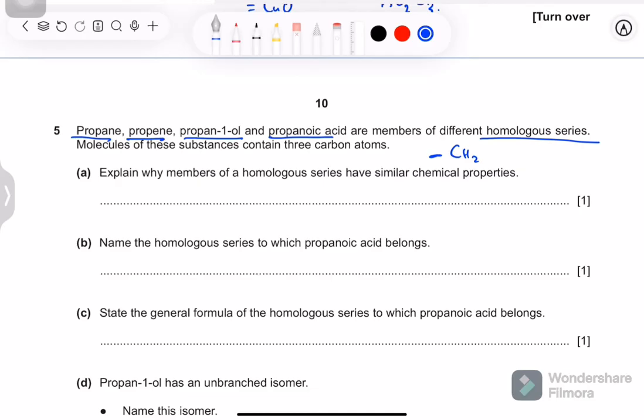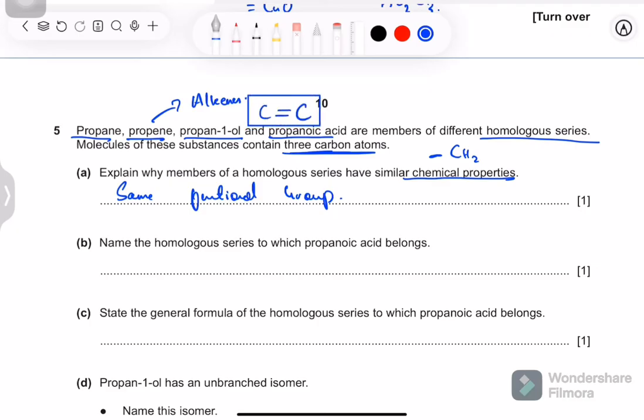Explain why members of a homologous series have similar chemical properties. All of these contain 3 carbon atoms as prop, prop, prop. Explain why members of homologous series have similar chemical properties: as they have the same functional group. The functional group is basically the identity card of the homologous series. Propane, it has propene, for example, alkenes are a homologous series having functional group C double bond C, carbon carbon double bond.